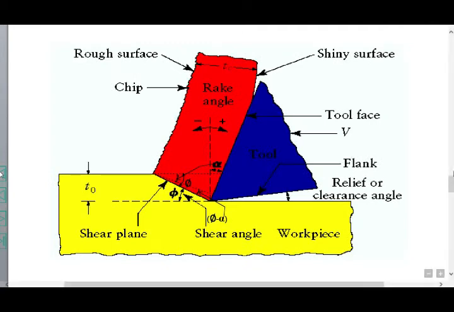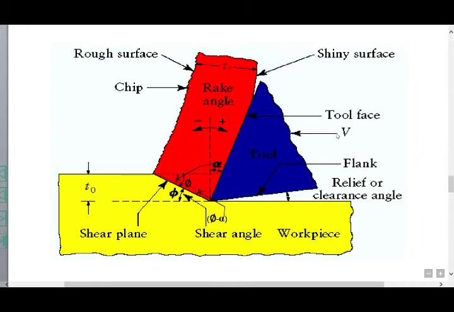Here you observe the tool, chip and workpiece. Next, the main parameters: TC is the chip thickness after cutting, and T0 is the chip thickness before cutting. First identify what TC and T0 are. T0 is before cutting and TC is after cutting.